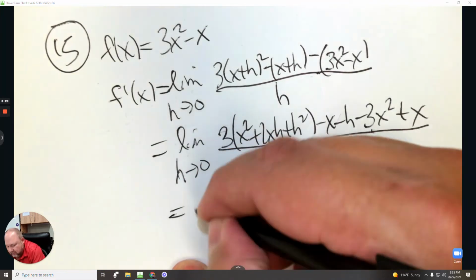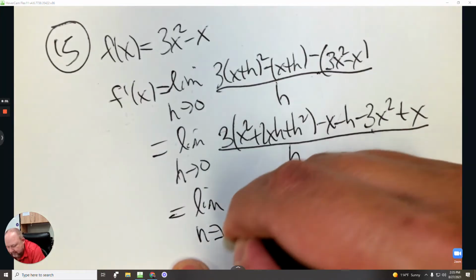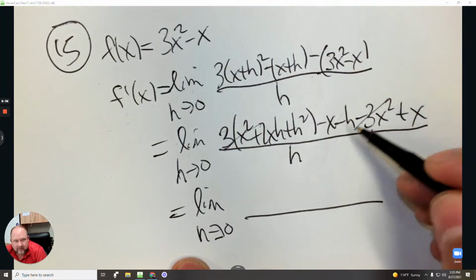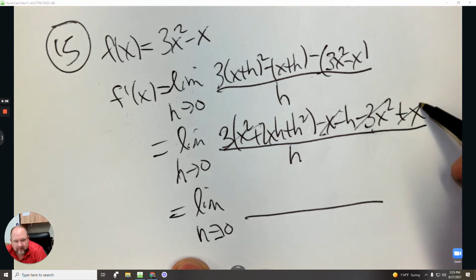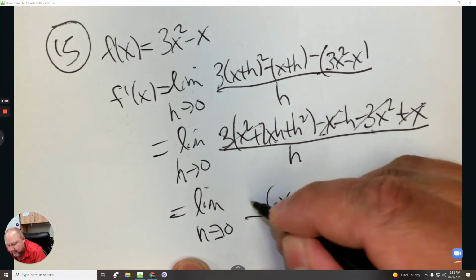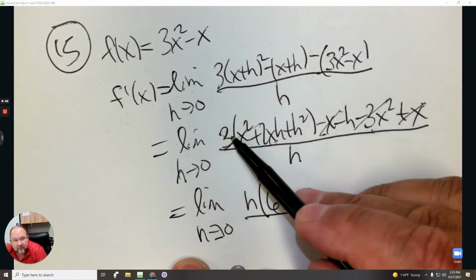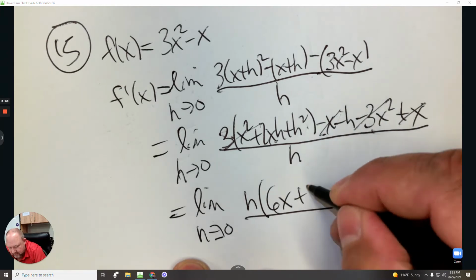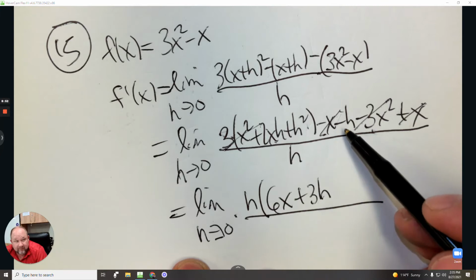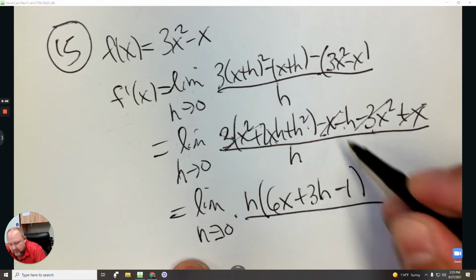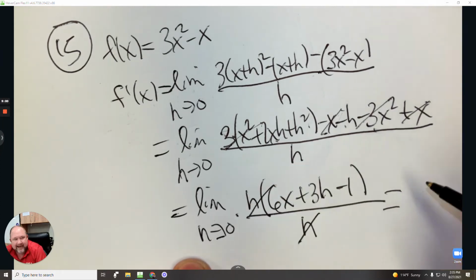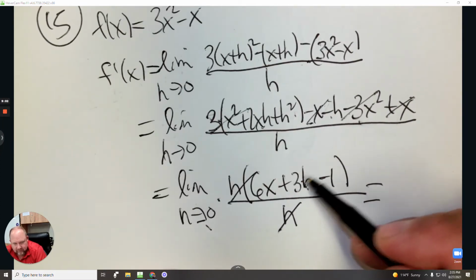We're now going to eliminate. So 3x squared and negative 3x squared, negative x and positive x. So 3 times 2 is 6x, and the h will be factored in front. 3 times h squared is 3h, and I take one of the h's and factor it in front. We have negative h, so that becomes negative 1 when you factor it in front. Now I can eliminate the h. Now I plug in 0 for h, and I get my answer.